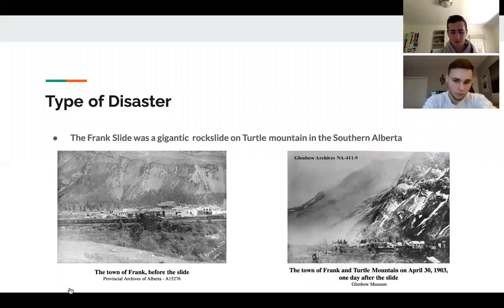The picture to the left shows the town right before the slide, and the picture to the right shows the town one day after the slide. You can just see in the background what looks like half of Turtle Mountain missing and a huge talus slope at the base, which is covering parts of the town, as well as a huge dust cloud.